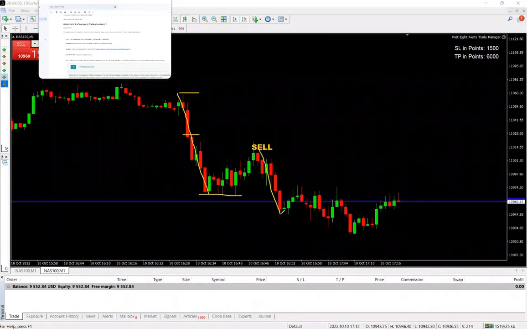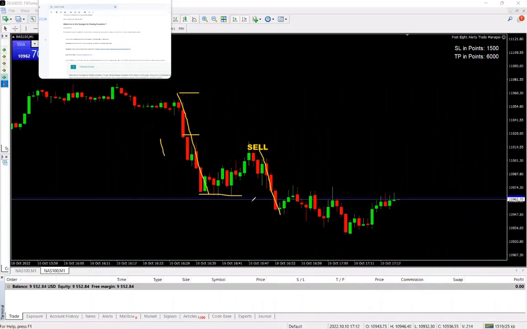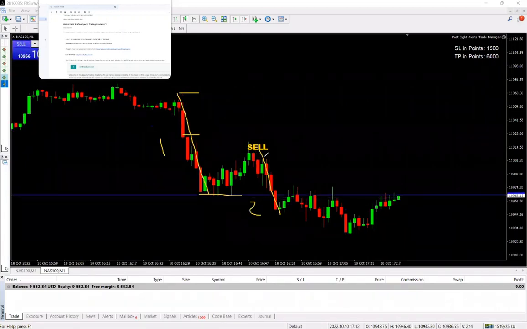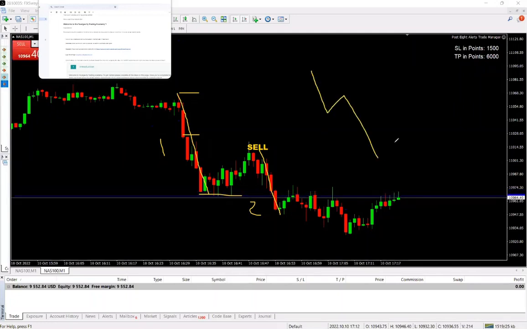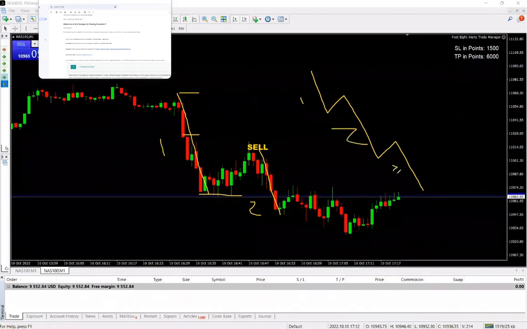Then it came down, right? So this is leg number 1 or wave number 1, wave number 2. So usually a move happens in 3 waves. So usually it goes 1, 2, 3. The alert popped in on a second wave, right?